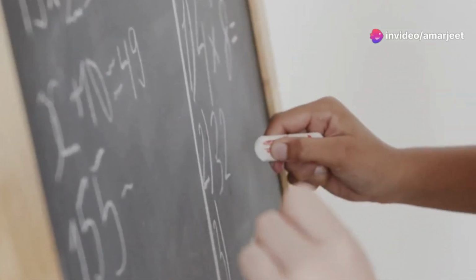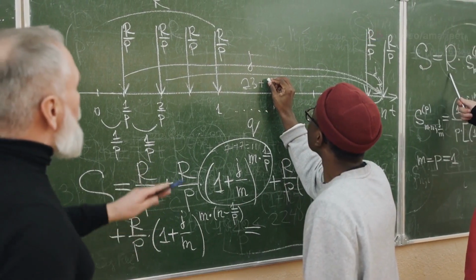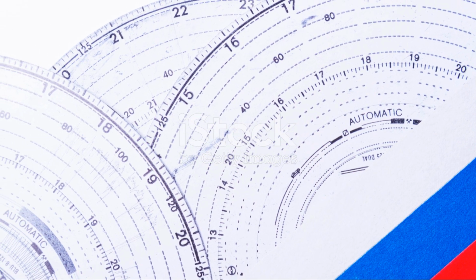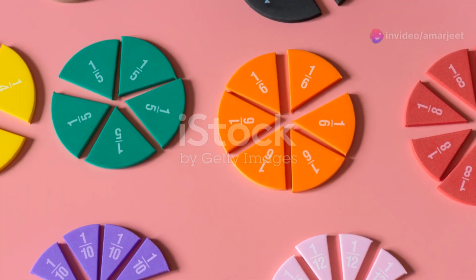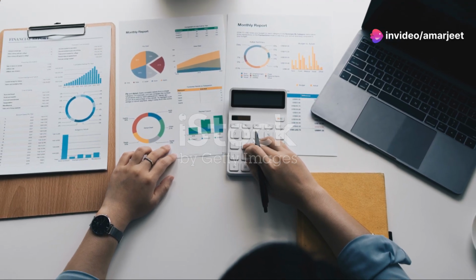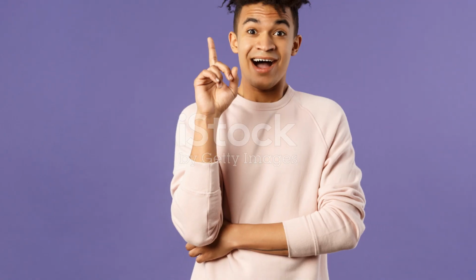Adding them, we get 3 plus 5, which is 8. Subtracting, we get 3 minus 5, which is -2. Now, here's where the magic of Componendo and Dividendo comes into play. You form a new fraction with these two results. So we take 8 and divide it by -2. And what do we get? That's right, -4. But wait, there's more to it.